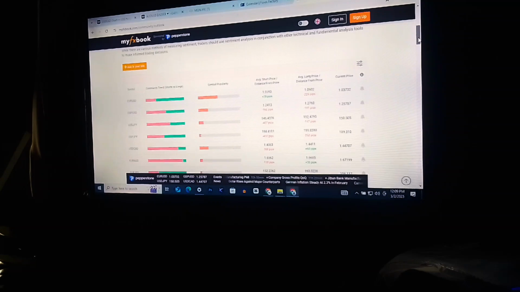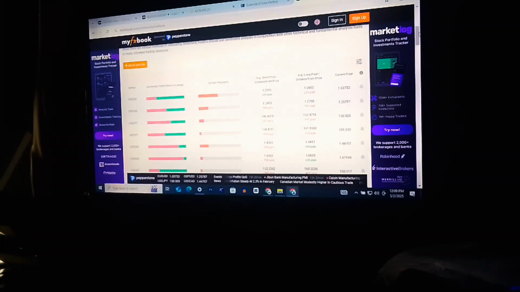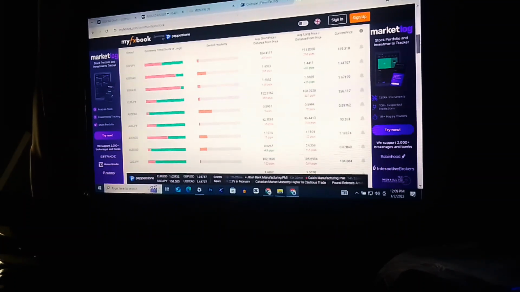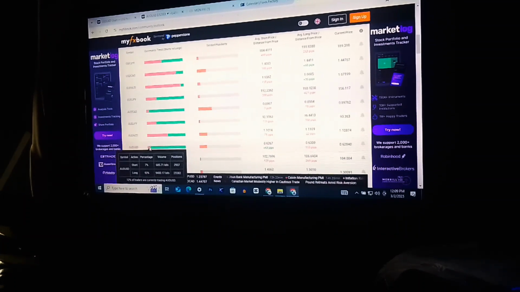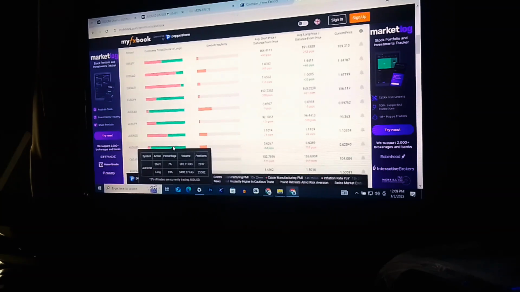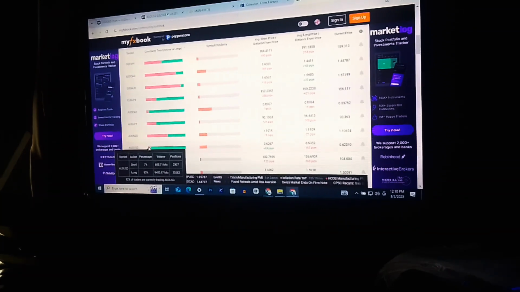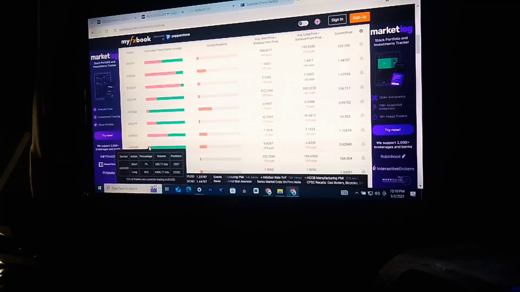So what I said, I want to be bearish on AUD USD according to my analysis. So let's check. I just come here and check AUD USD. So AUD USD, we can see that 7% want to short this pair. Don't know if you can see, I hope you can. 7% want to short this pair and 93% want to long it.